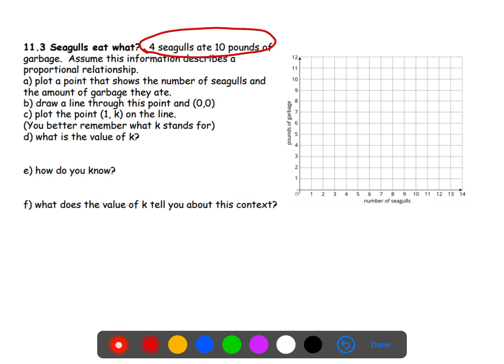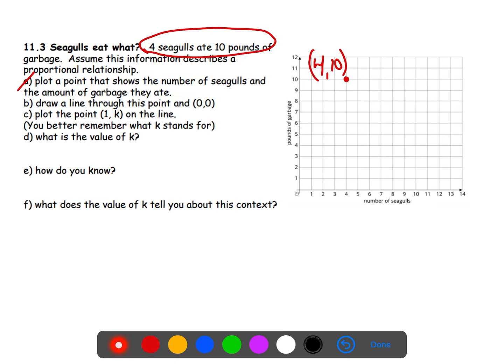And that is going to represent my data point here. I could also label that just to be a little more clear. All right, that takes care of part A. Part B, draw a line through this point and 0, 0, the origin.